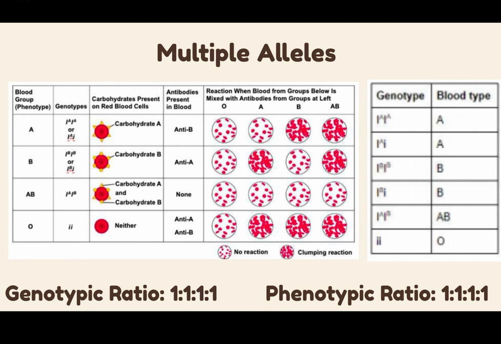Next is multiple alleles, which is when there are 3 or more alleles for a single character, and that results in more than 3 phenotypes. An example would be blood types, where there are multiple alleles. The genotypic and phenotypic ratio is 1 to 1 to 1 to 1.